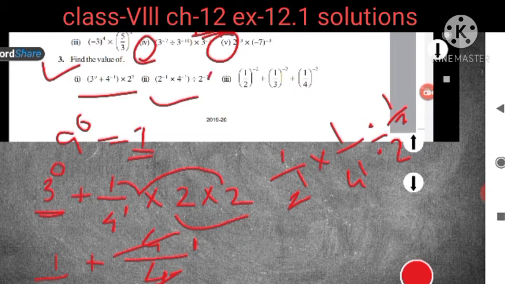Now I will solve question number 3. What is given in question number 3? 1 upon 2 to the power minus 2, 1 upon 3 to the power minus 2, and 1 upon 4 to the power minus 2. Again, as I explained in the previous question, if the power is negative and the base is a fraction, like 1 upon 2, which has a numerator and a denominator, then to make the power positive this fraction will become reciprocal. That means you write it just opposite: the numerator will become the denominator and the denominator will become the numerator.